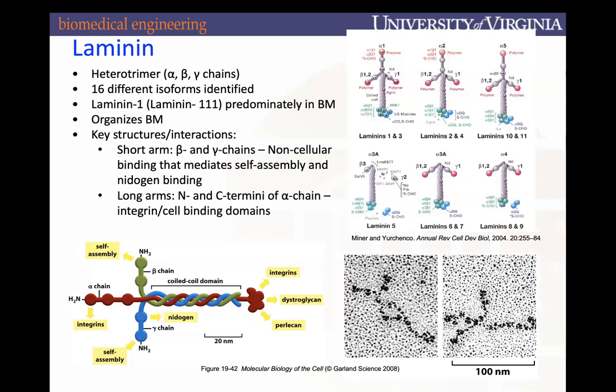But what's key to know is that the long arms, the alpha chain here, are really key for cell binding domains. In particular, the C-terminus end here is really adept at binding to integrins and having changes that can regulate what kind of integrins will bind to it. We usually have 24 different kinds of integrins. And so both ends, both the N and the C-terminus, but particularly the C-terminus end of the alpha chain is key for integrin binding.